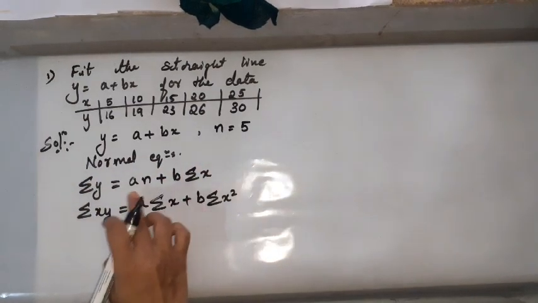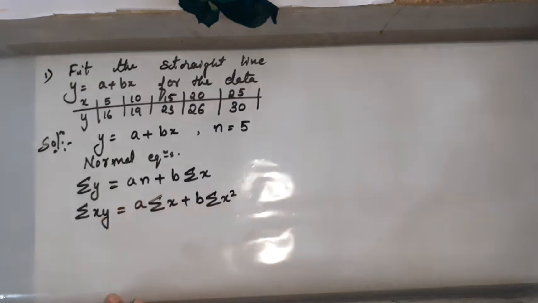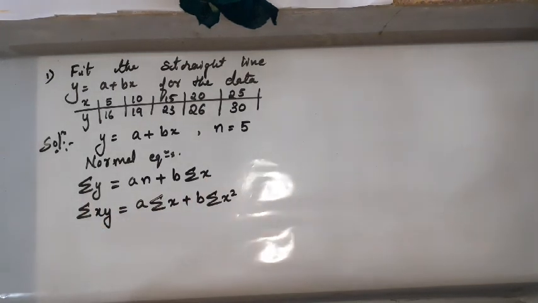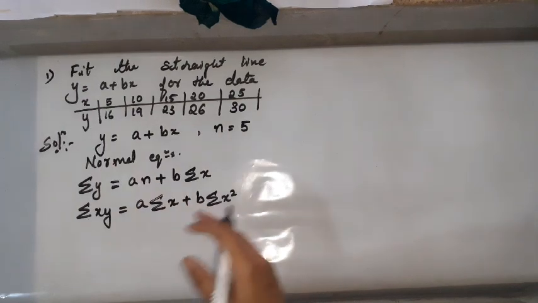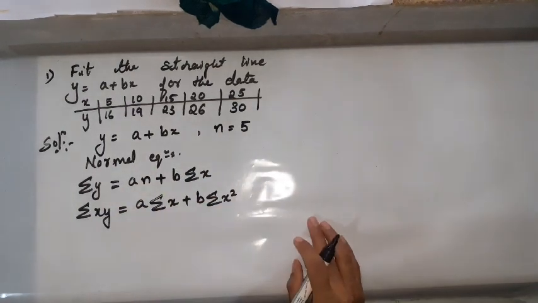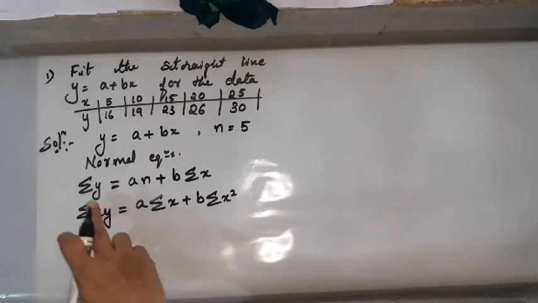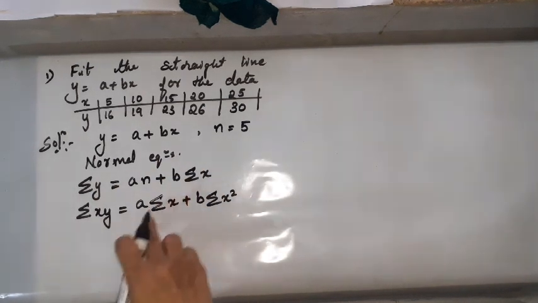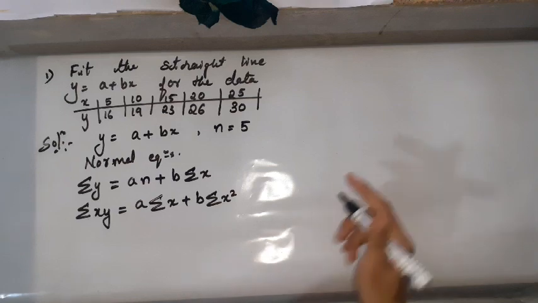Now look at these equations. You have n is equal to 5. Now you need summation y, summation x, summation xy and summation x square. So for these values, we'll construct a table. And from that table, we'll evaluate all of these, substitute them back in these equations, and then find the values for a and b. Let's go for it.